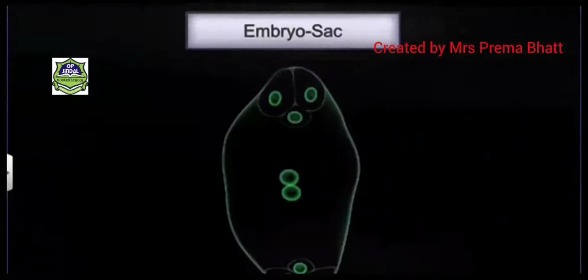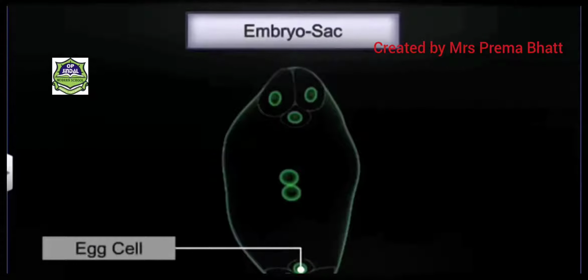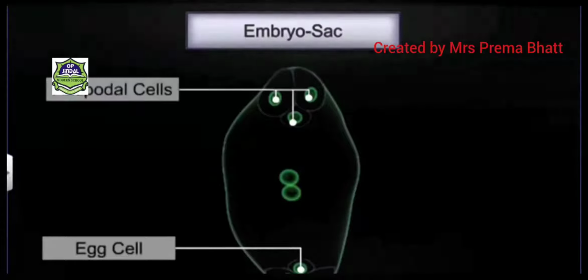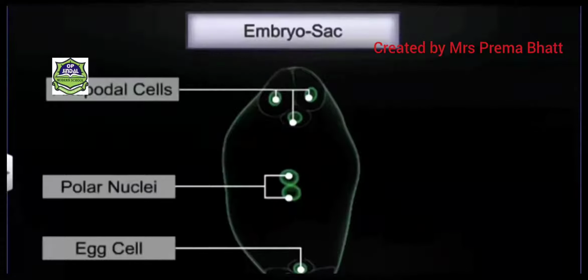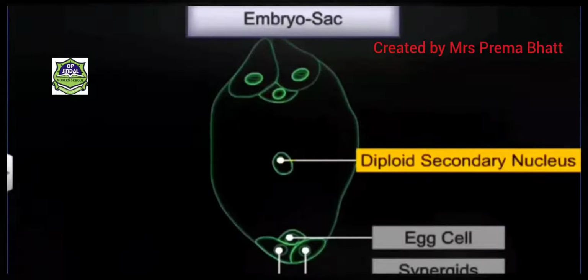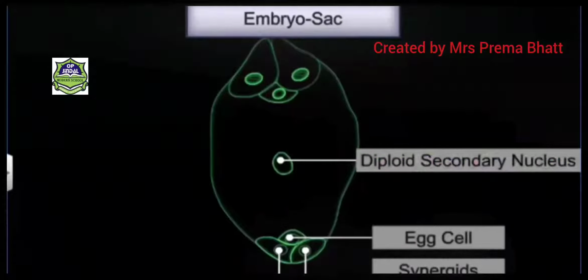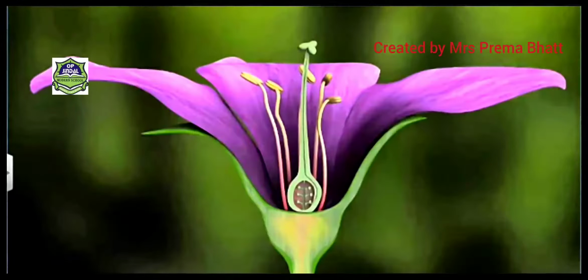This embryo sac has a typical structure. There is an egg cell which is surrounded by 2 synergid cells, and on the opposite side there are 3 antipodal cells, and in the center there are 2 polar nuclei. The egg cell along with the synergid cells is called the egg apparatus, and there is a diploid secondary nucleus.